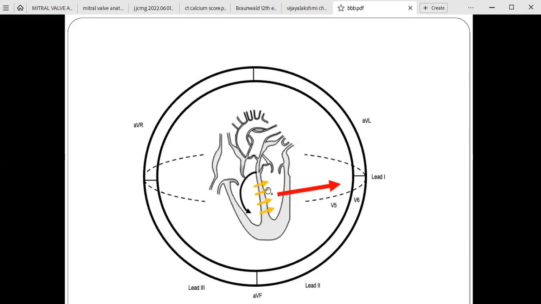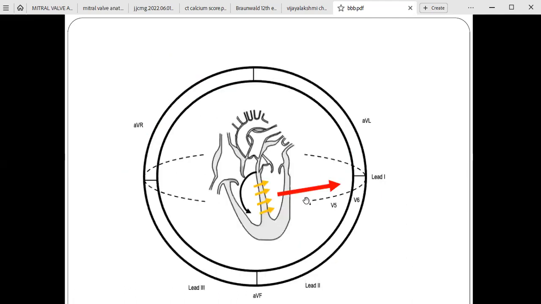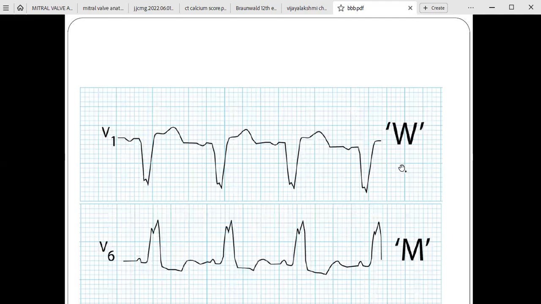Now in left bundle branch block, the left branch is blocked, but the right bundle branch is normal. So there will be initial activation of the right ventricle, followed by left ventricular activation. Because the left ventricle activates a little later, the QRS duration will be more than 120 milliseconds. We will see a dominant S wave in V1. That is, reverse changes will be seen when compared to RBBB.